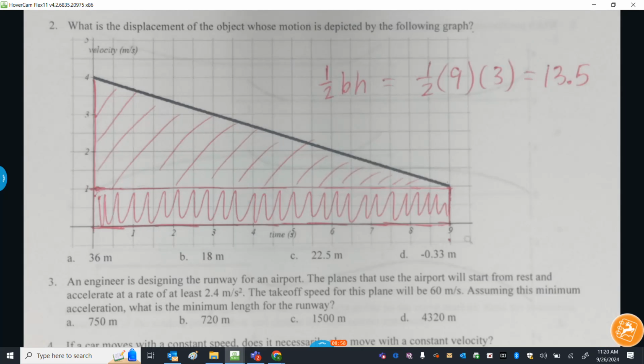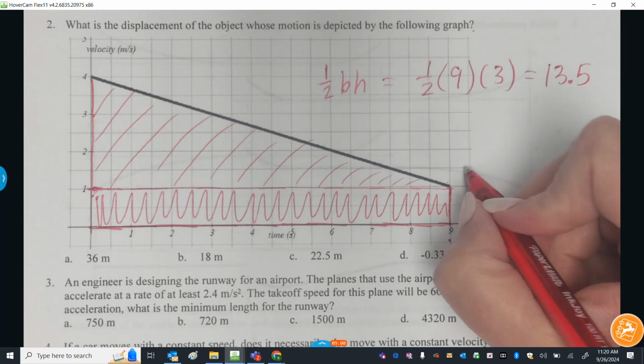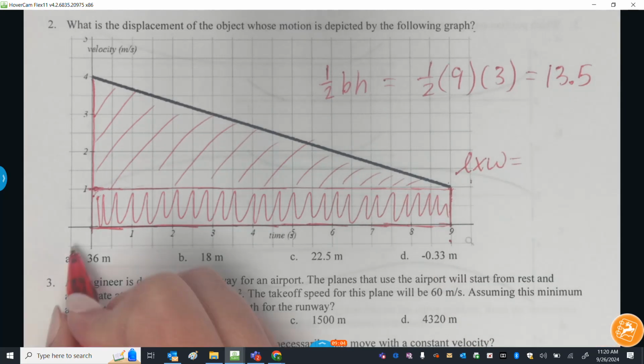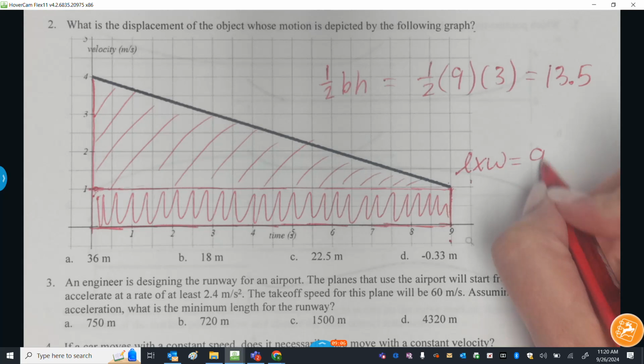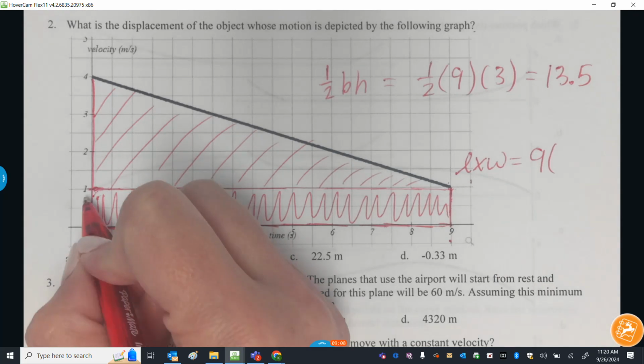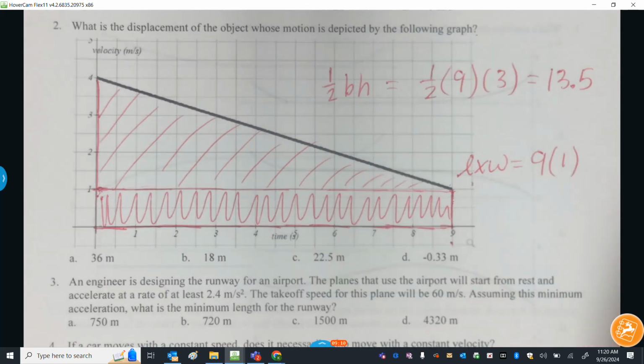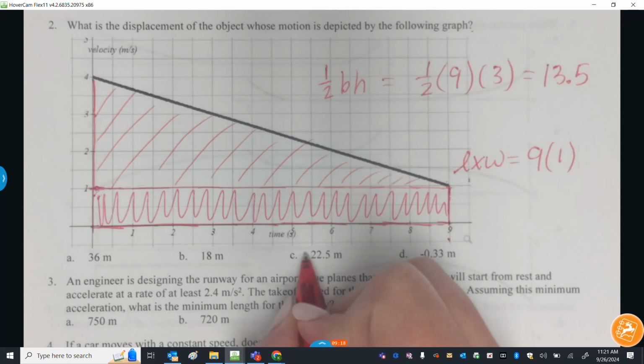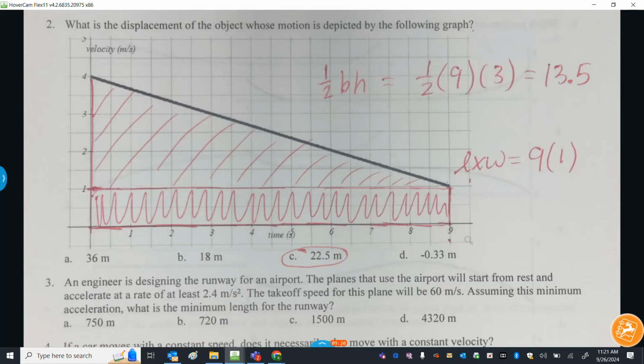Do the same thing with your rectangle, except of course area of a rectangle is length times width. The length of this being 9, the width of it, again, use your axes and use the numbering as 1, so that's 9. And so you're just adding 13.5 plus 9, okay, which is going to give you 22.5. So the answer to number 2 should be C.